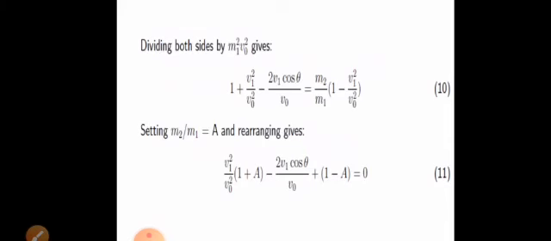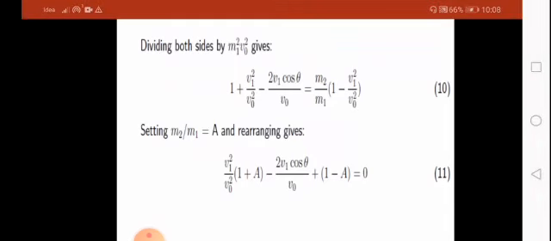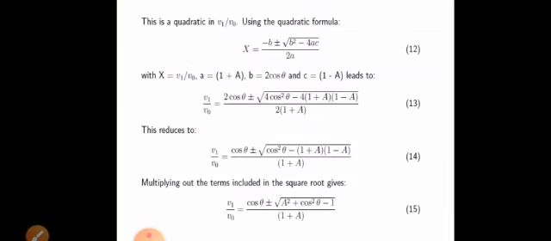Now I am going to take the ratio of the masses of the recoiled atom to the incident atom, that is m2 divided by m1. I am taking it as a constant value a, setting m2 by m1 is equal to a, and rearranging the above equation, you can write v1 square by v0 square into 1 plus a minus 2 v1 cos theta by v0 plus 1 minus a is equal to 0.